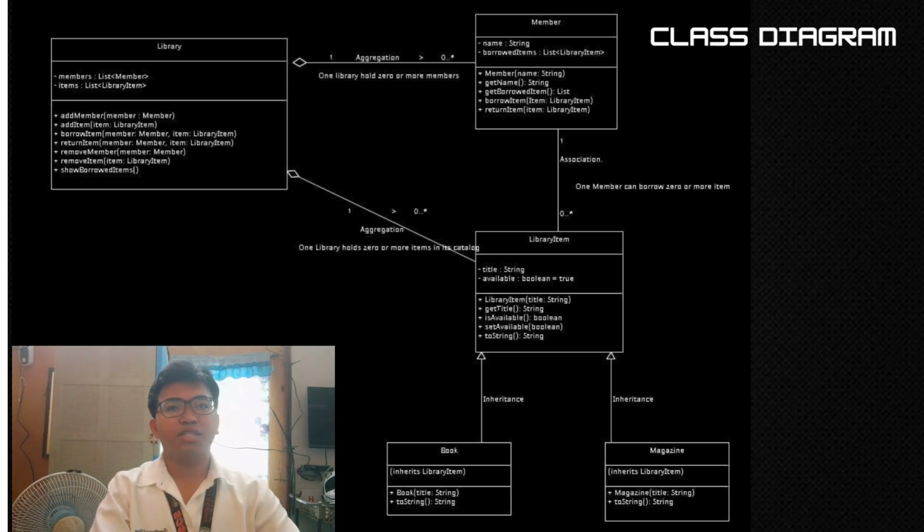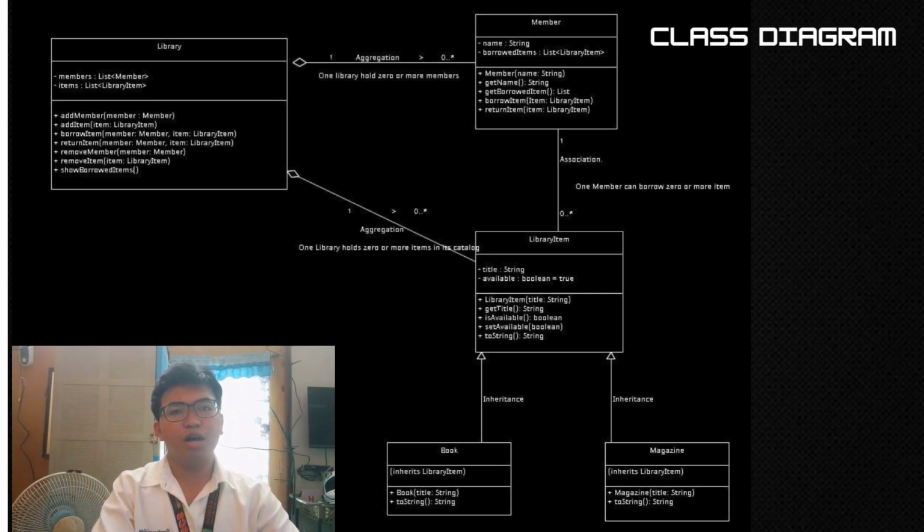The member class represents a person who borrows items, and it stores the member's name and the list of borrowed items, and a member can borrow and return library items using that. It has an association relationship with library item.